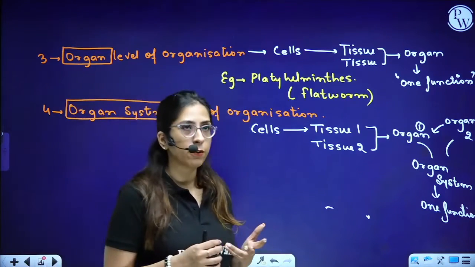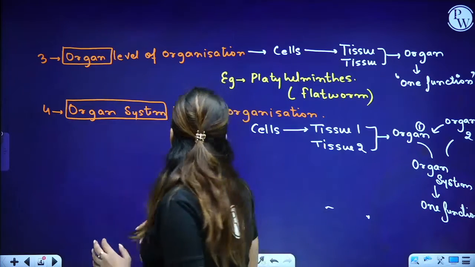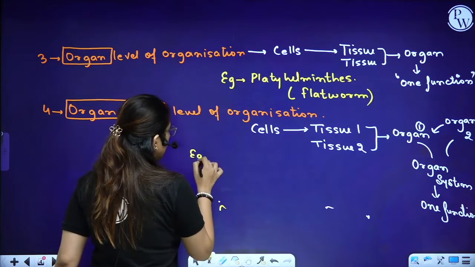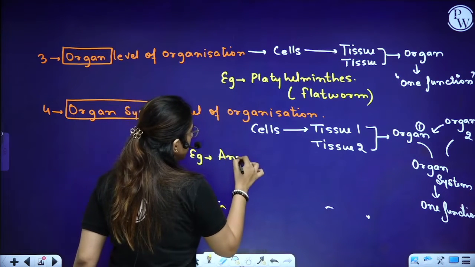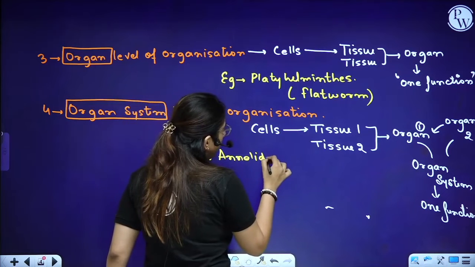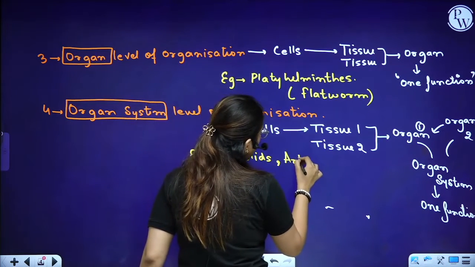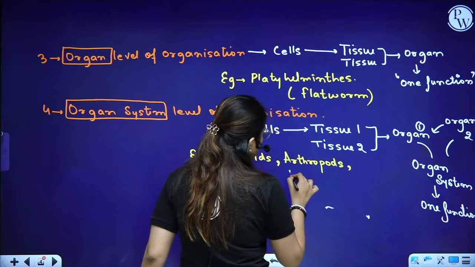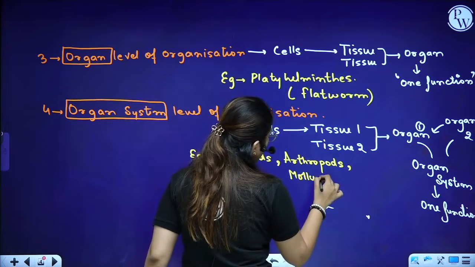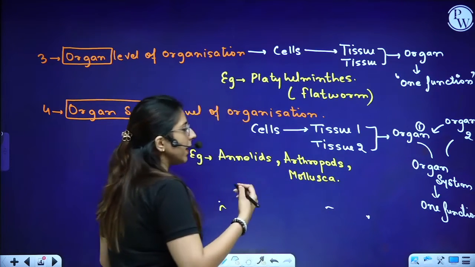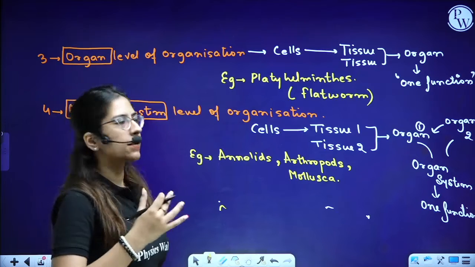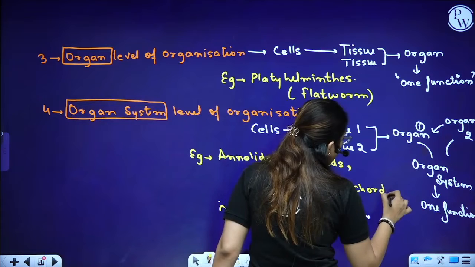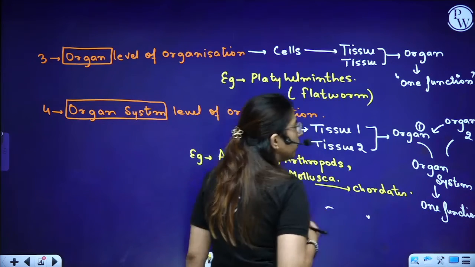Tissues are made up of different types of cells. Clear, buddies? Now in this case, yes, further we have various examples, like we have annelids, we have arthropods, we have mollusks, etc. All these, further chordates, etc. So up to the chordates, everything will have organ system level of organization.